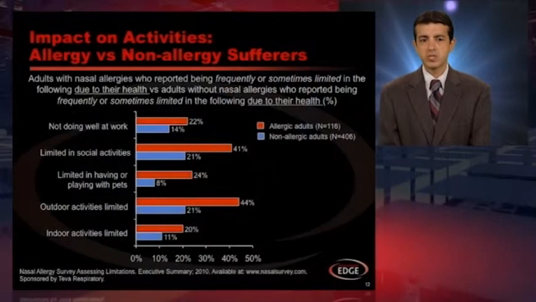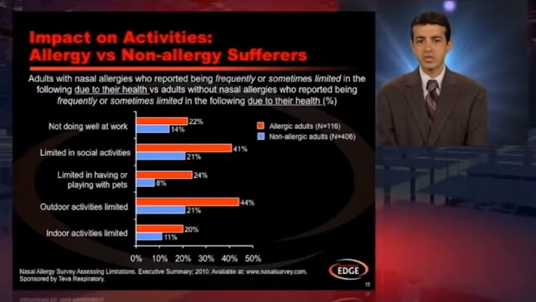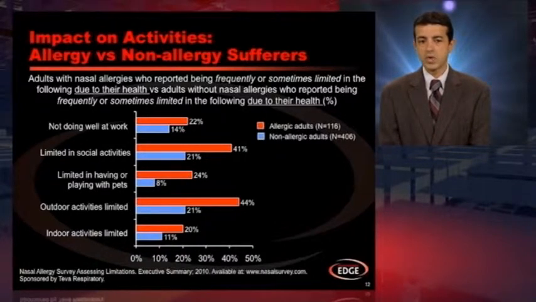Here on this slide, you see the following question. Adults with nasal allergies who reported being frequently or sometimes limited in the following due to their health versus adults without nasal allergies who reported being frequently or sometimes limited in the following due to their health. And what we see on the left side of the graph are the outcomes: not doing well, limited in social activities, limited in having or playing with pets, outdoor activities limited. And the basic message here is you see almost a doubling of the impact on the quality of life in those that have underlying allergic disease versus those that are non-allergic.